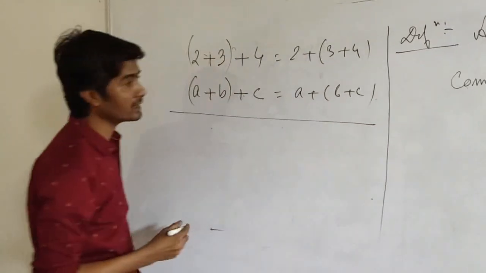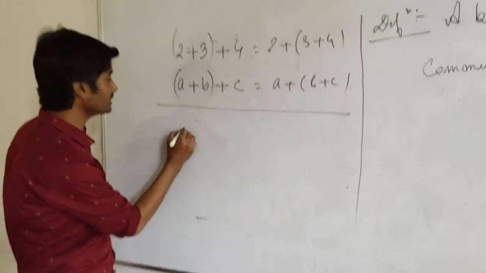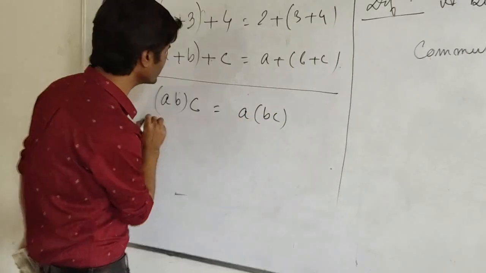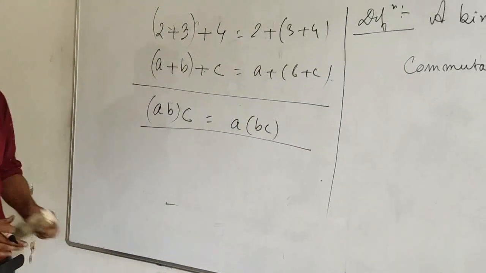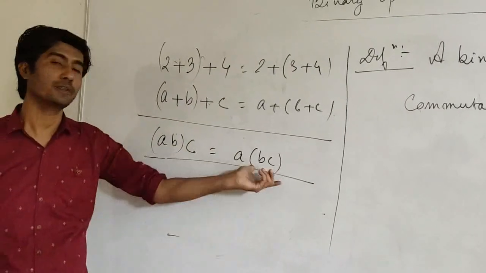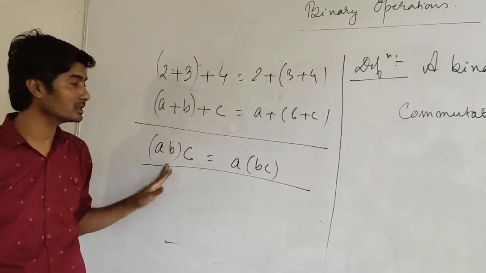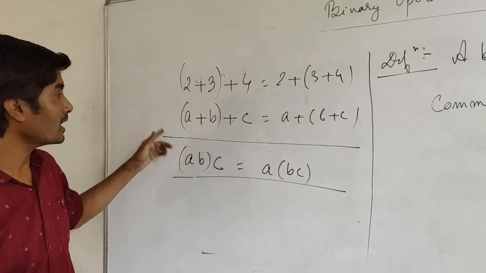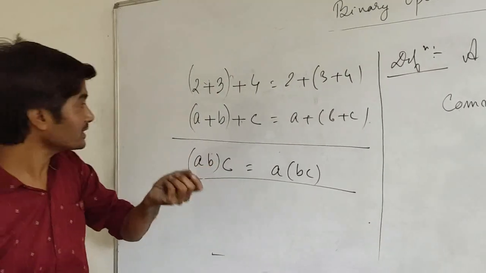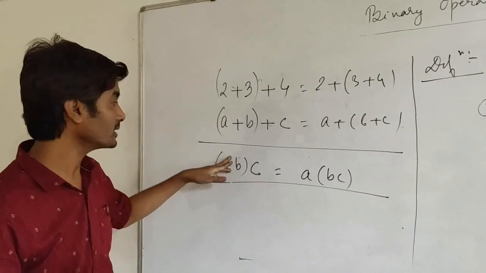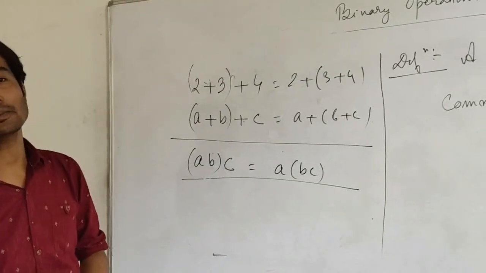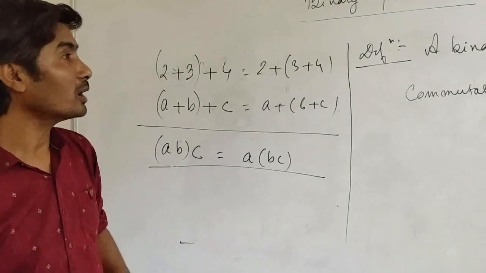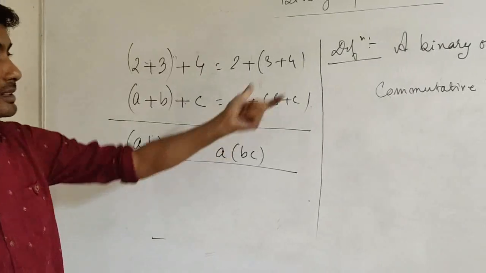Similarly, if I look at the multiplication operation, we will notice that A, B into C is equal to A into BC. Whatever be the values of A, B and C, we can verify that this is always satisfied. A, B and C have to be real numbers. Therefore, the set of real numbers is associative with respect to addition and with respect to multiplication. But that is not associative with respect to subtraction, and not associative with respect to division. Now, how can we define this associative property for a binary operation star?